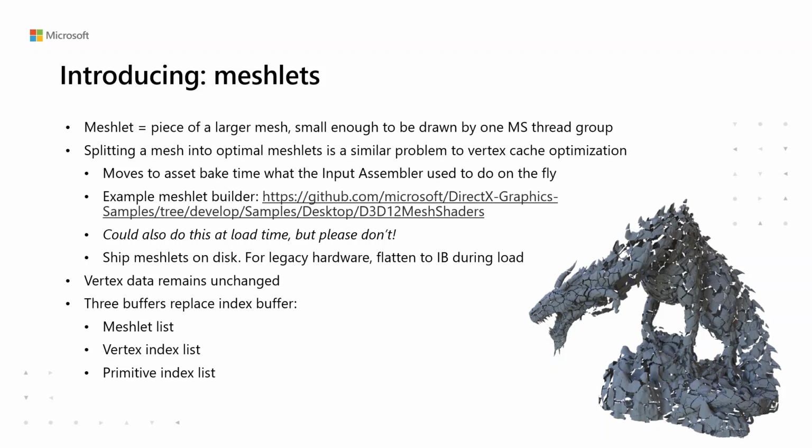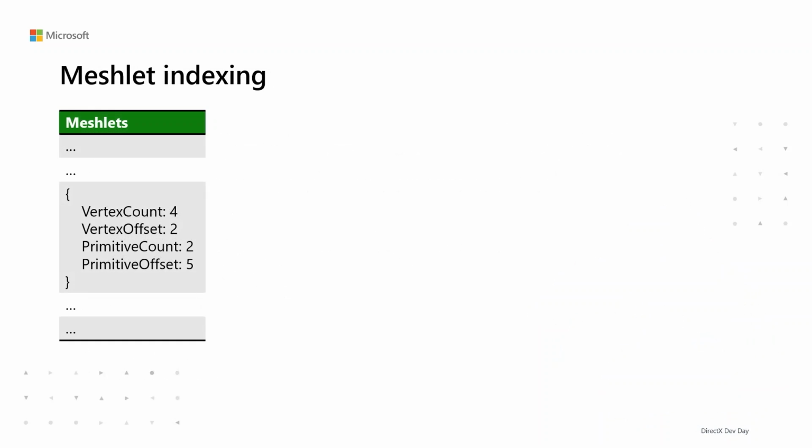When you're transforming a mesh into meshlets in this way, your vertex data doesn't need to change at all. You can use the same vertex data you previously had. But your index buffer gets turned into 3 new forms of data: a list of meshlets, a list of vertex indices, and a list of primitive indices.